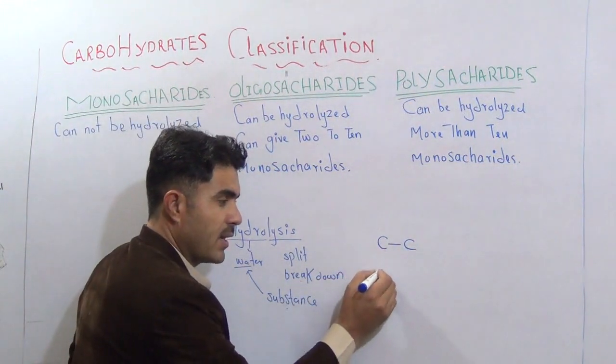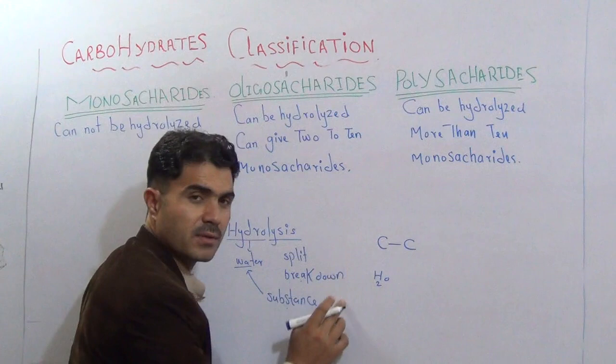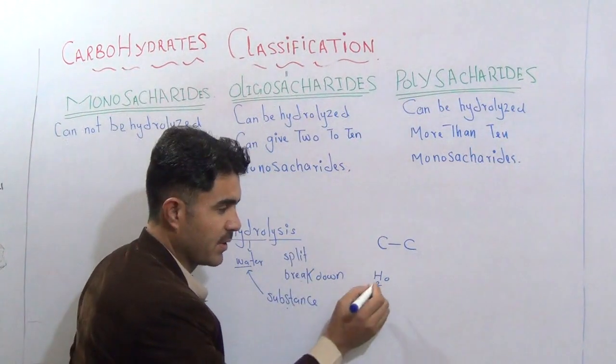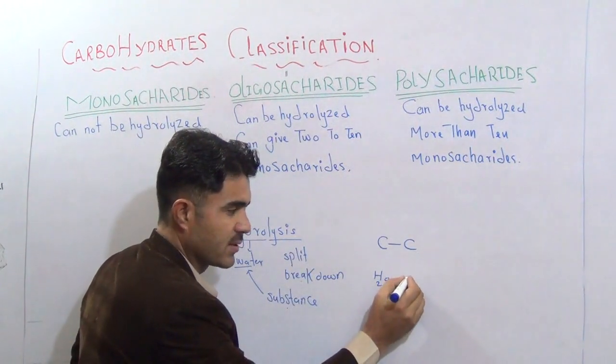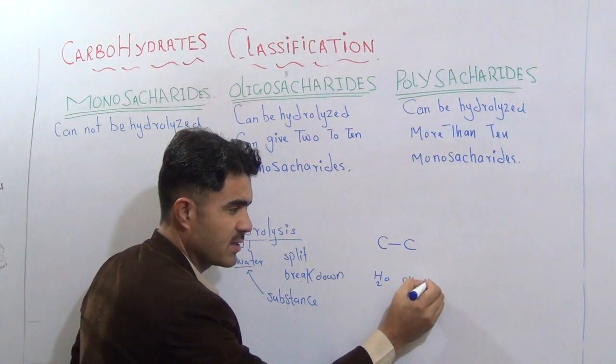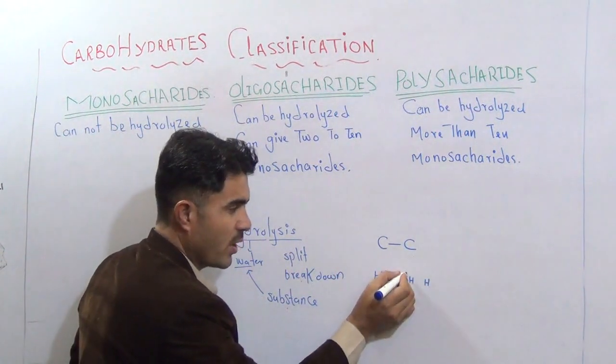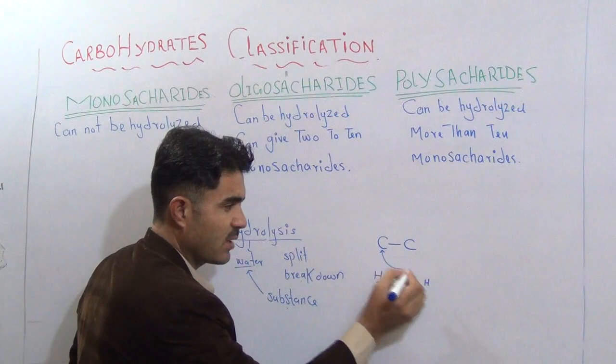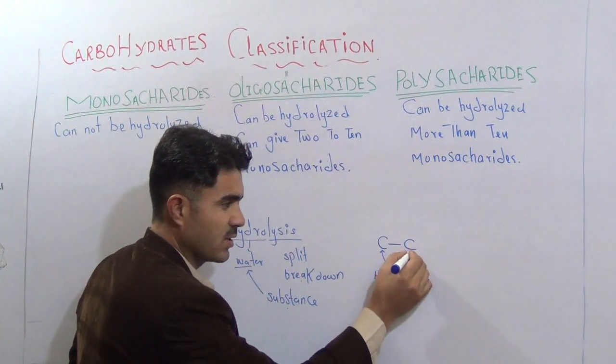Now if we add H2O to this molecule, what will happen? H2O consists of two parts. One is the OH and the other one is the H. So the OH will be attached here to this carbon and the hydrogen will be attached to this carbon.